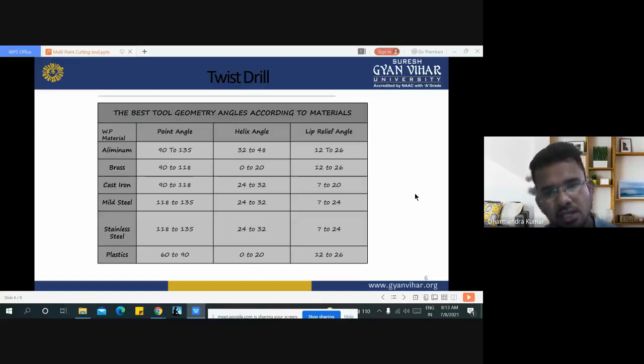For plastics, it varies from 60 to 90, because we know that we use a lower angle for point angle if we cut softer material. Helix angle will be 0 to 20 degrees, and the lip relief angle varies from 12 degrees to 26 degrees. This is the overall tool geometry on the basis of the workpiece material which you are using for the machining process or for the drilling process.